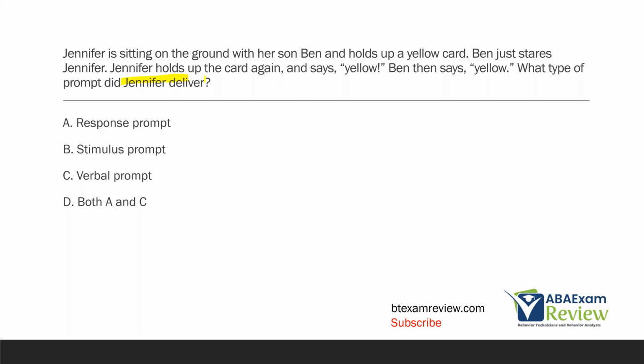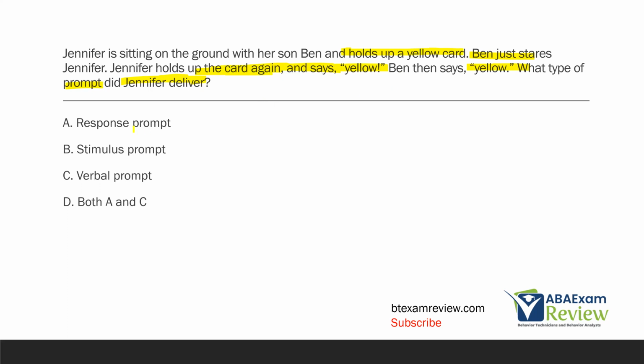So we're looking at Jennifer and her prompt. At first, Jennifer is sitting on the ground with her son Ben, holds up the yellow card. Ben just stares, doesn't say anything. Then Jennifer holds up the card again. There's an SD. Says yellow. That's the prompt. Ben says yellow. So the prompt is yellow. What type of prompt is that?